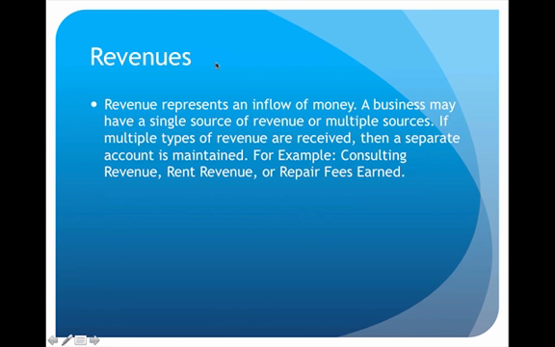which would be revenues. And like we said before, this is where we make our money. And it might be a product that we sell, it might be a service, or it might be a combination of things. There are some companies that actually have multiple sources of revenue. And if we do have multiple sources, then we can actually take the revenue account and set up a separate revenue account for every type. So for example, consulting revenue, rent revenue, repair fees earned, any type of work that we do, we can set up a different account to track that revenue to see where it's coming from.